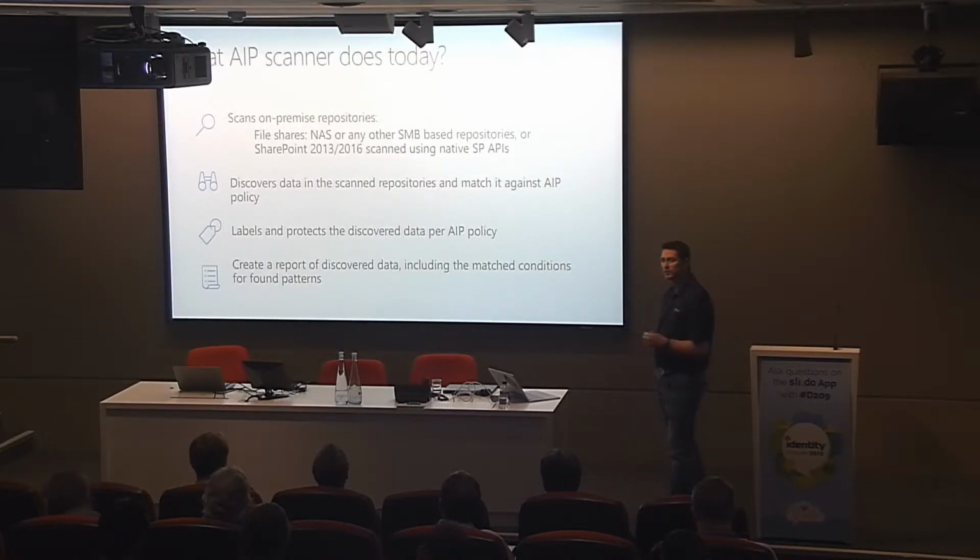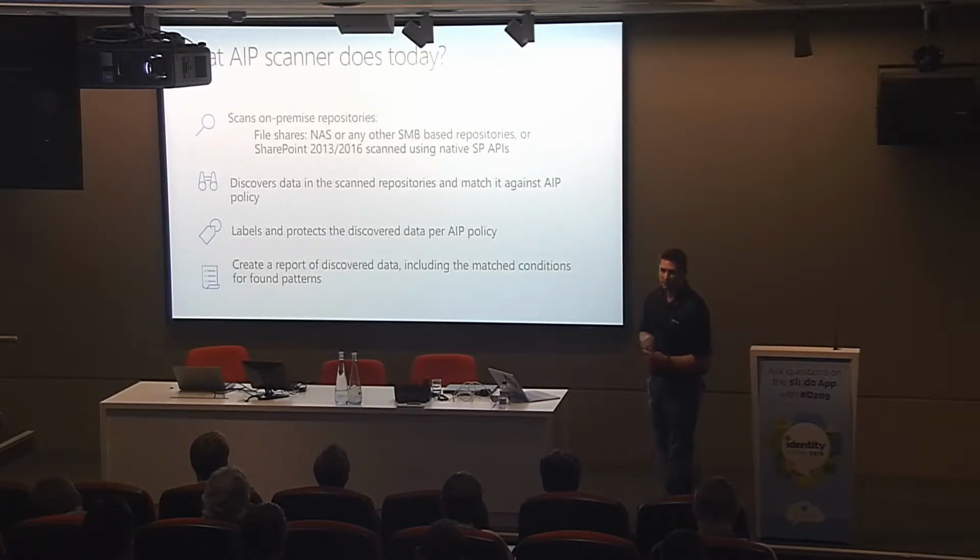Or SharePoint 2013 or 2016 on-premise. What this basically does is it will take the automation rules, the business rules you've defined in AIP, and it will scan these repositories that you've identified. And there's two modes we can run it in. We can run it in Discovery, or we can run it in Label and Protect.